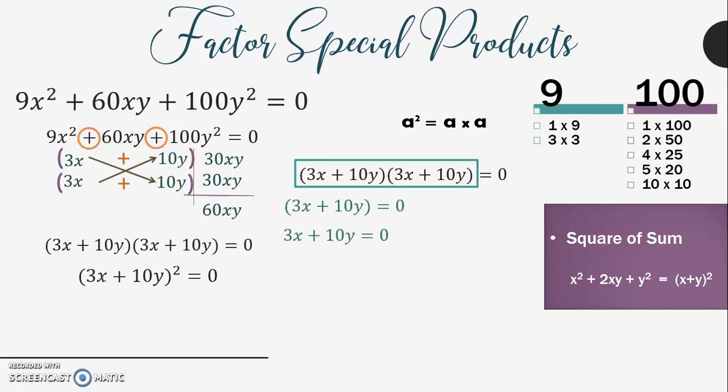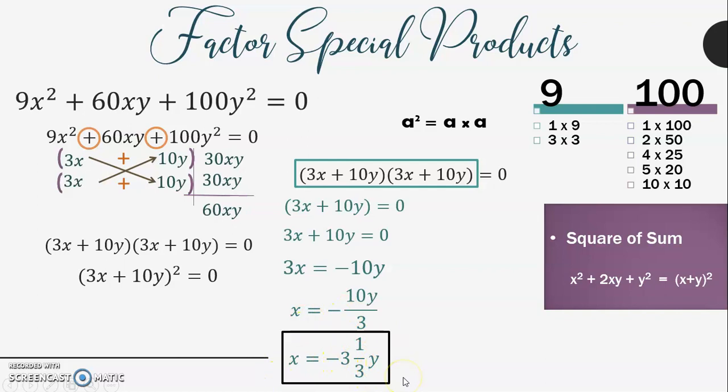3x plus 10y. I need to move my 10y to the other side, subtracting, in order to leave my x alone. And I move my 3 to the other side, dividing. And I have x equals negative 10y over 3. But this is an improper fraction, so I need to simplify it and make it a mixed number. If I make it a mixed number, I'll have x equals negative 3 1/3 y.